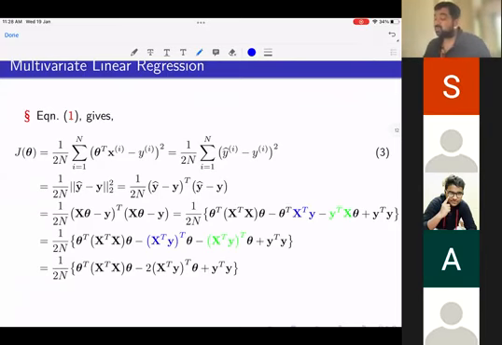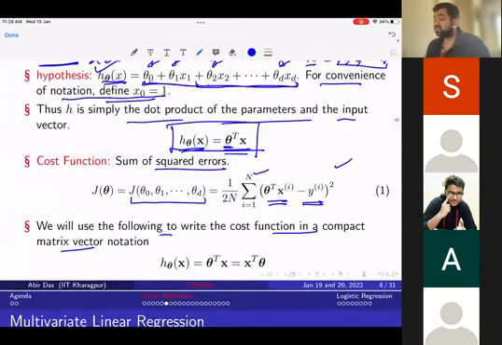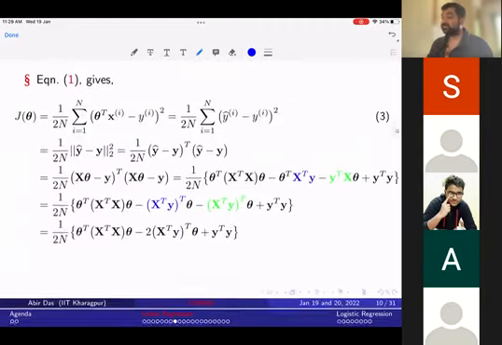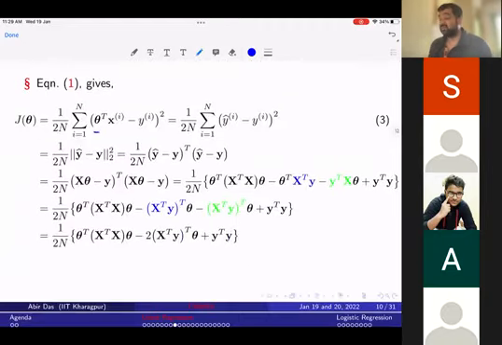So equation 1 is the sum of squares. What did we say here? We will use the following to write the cost function in a compact matrix vector notation. So this is equation 1, and we are trying to write it using equation 2. Let's see. This is just the exact copy of equation 1.